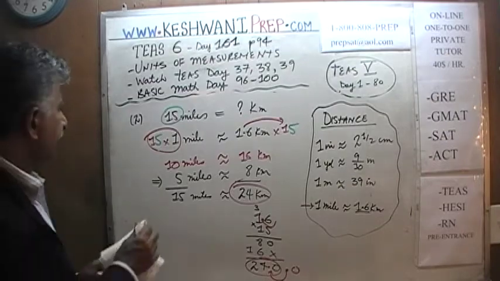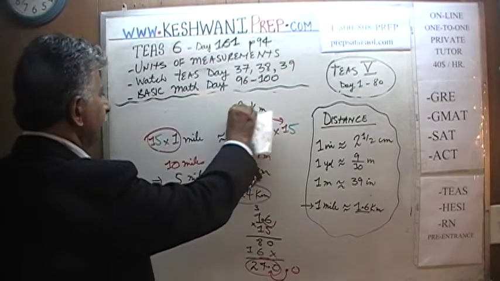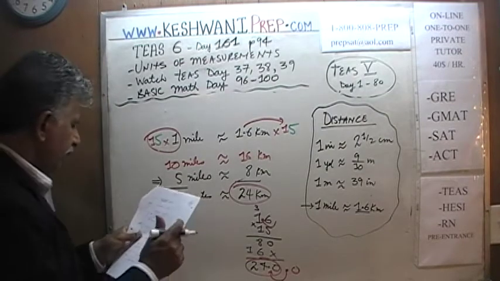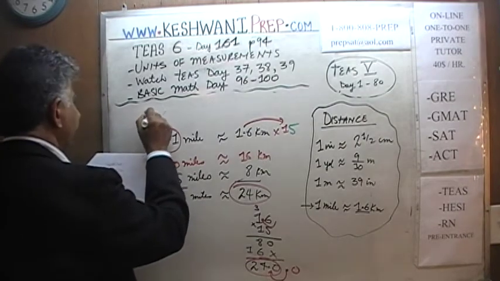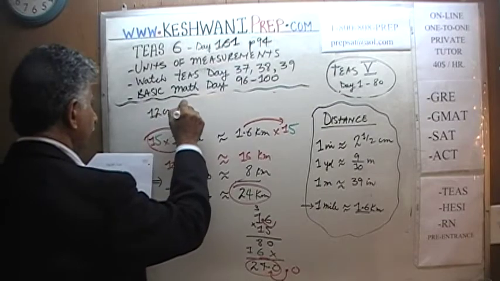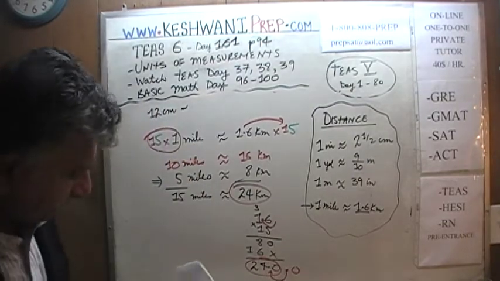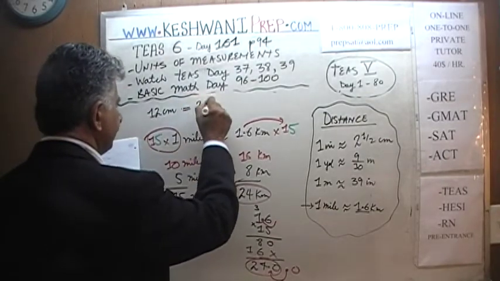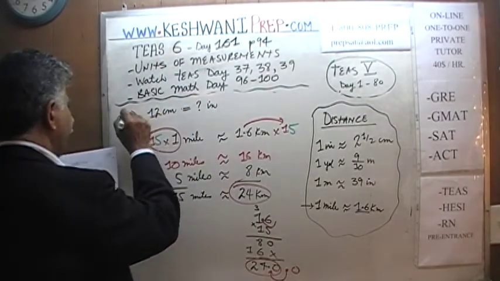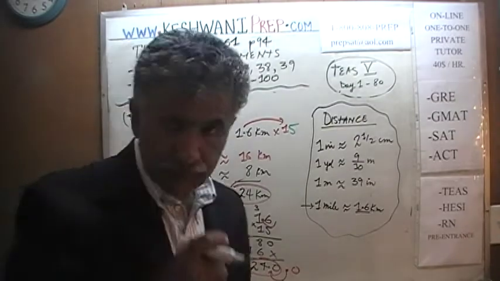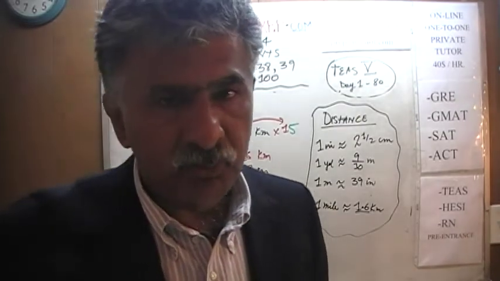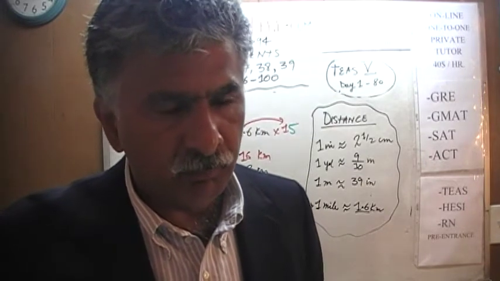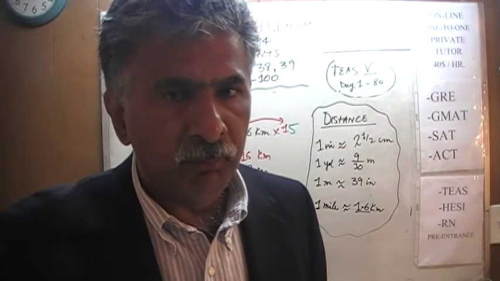Let's do one more, number 3. In question number 3, we are being asked to figure out 12 centimeters equal approximately how many inches? Even if they don't say the word approximately, just approximate it and then pick the answer choice that comes closest to your answer. There's only going to be one answer choice that comes close to your answer if you did the work properly.